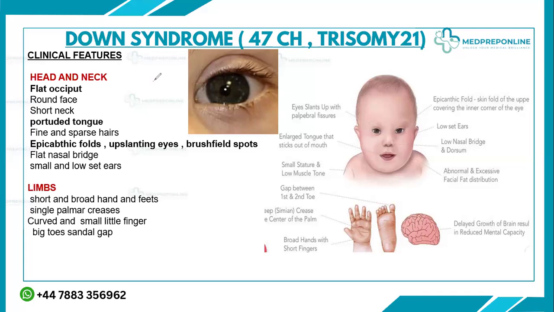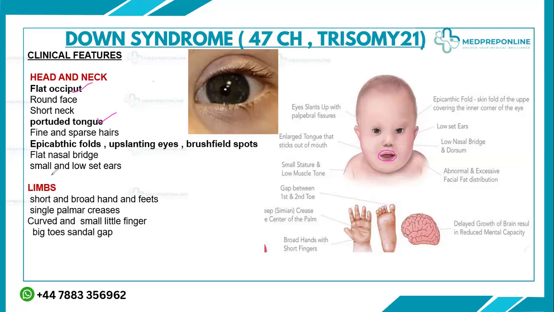There are certain features of each syndrome which you have to keep in mind as key features, because there are a lot of features and obviously you cannot remember everything. The key features of each syndrome, I have highlighted in bold so that they remain in your mind. When we talk about head and neck, there will be a flat occiput, so a flat head from the back, and a round face. This is important. Short neck will be there. Protruded tongue is very important.